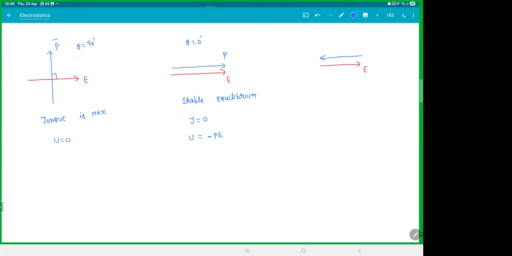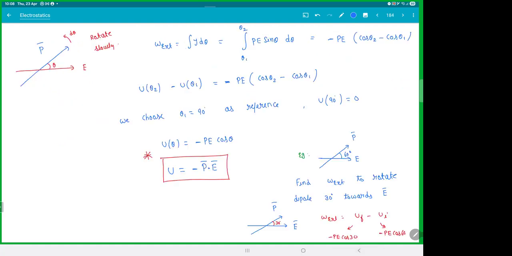Suppose if you put a dipole opposite to this, theta is 180. This is an unstable equilibrium. You can keep it at rest, but if you disturb slightly, the whole thing will turn. Torque is 0, but U is plus PE. Clear with this? Any doubts on this? Great. Let's see a question on this.